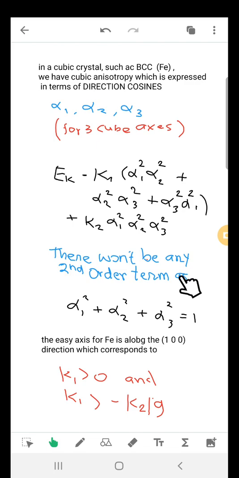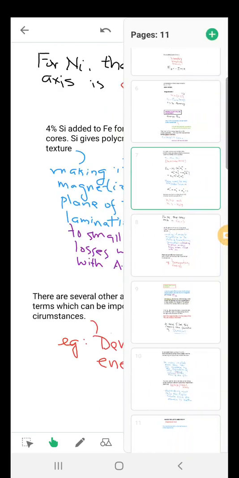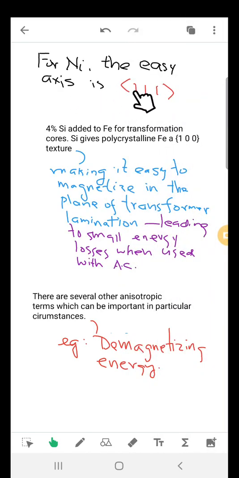There won't be any second-order terms, as this is equal to 0. And the easy axis for iron is along the 1 0 0 direction, which corresponds to K1 greater than 0 and K1 greater than minus K2 by 9. For nickel, the easy axis is 1 1 1, and 4% silicon added to iron gives polycrystalline Fe with a 100 texture, making it easy to magnetize in the plane of transformation, leading to a small energy loss when used with AC.